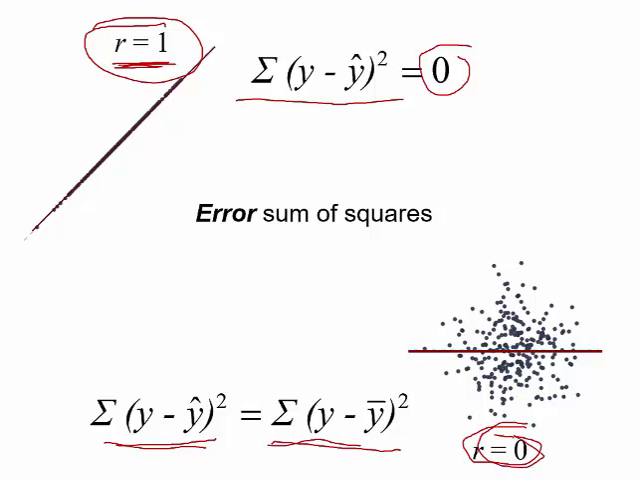The sum of the squared error equals the total sum of squares if we have a 0 correlation. So that means that our sum of the squared errors ranges between 0 if we have a perfect positive correlation, and the total sum of squares if we have a 0 correlation.